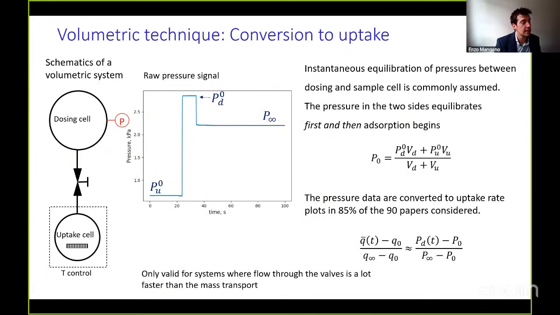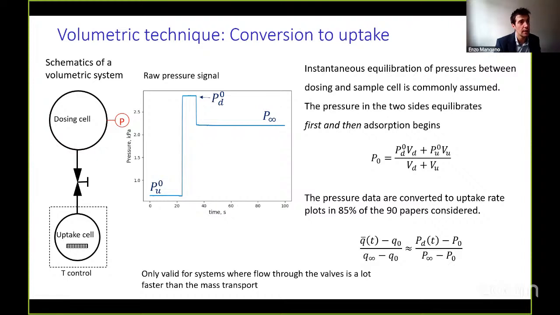For this, I will use the example of a volumetric system where essentially, as I mentioned, is an indirect measurement, so you have to convert the signal into a quantity that you can then analyze using a kinetic model. The way the system works is depicted here in the raw pressure signal plot, where you see that initially the uptake cell is at an equilibrium pressure.